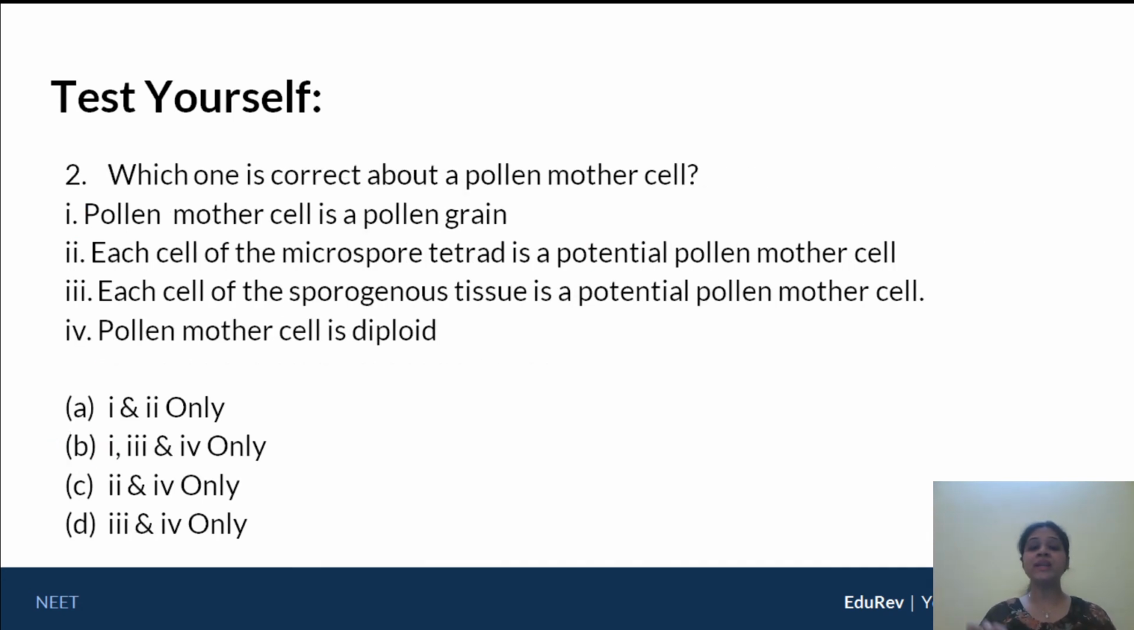Which one is correct about a pollen mother cell? So the meiocyte. Pollen mother cell is a pollen grain. Definitely not, but it gives rise to one. Each cell of the microspore tetrad is a potential pollen mother cell. No, that's not right. Third one: each cell of the sporogenous tissue is a potential mother cell. Now this is correct. Okay, so this is a correct statement. Pollen mother cell is diploid. Definitely, it's a meiocyte. So this is also correct. So therefore, if you go through the options, the answer here is option D, which says that the third and the fourth statement are correct.